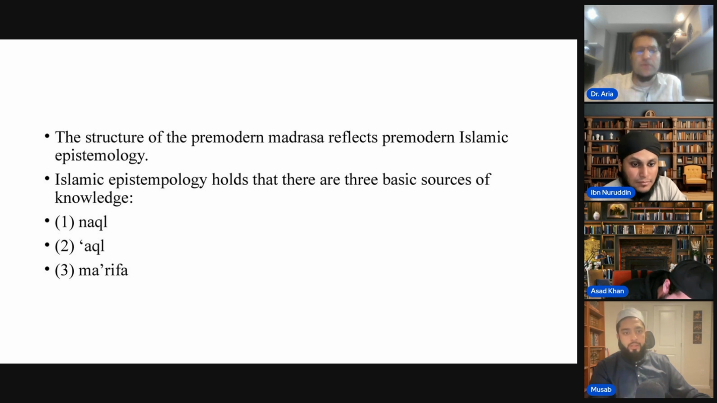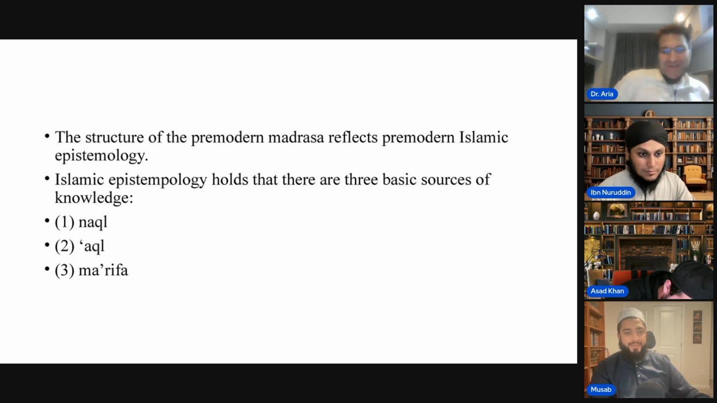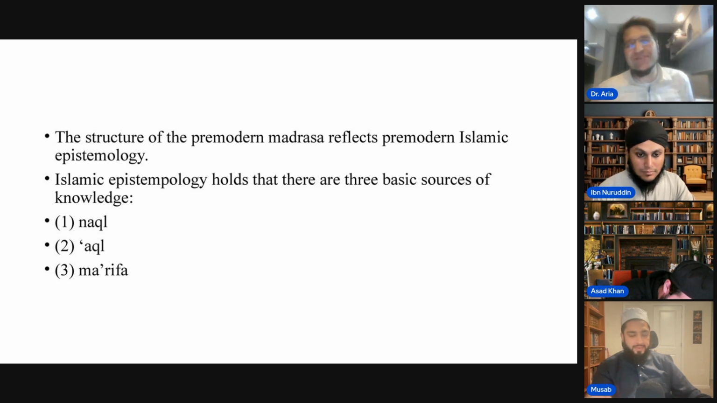Would you mind translating naql, aql, and ma'rifah? I will. These are actually in the coming slides. Okay. They're terms that, if you really want to appreciate the link between these terms in the madrasa, you have to be a little bit careful with the translation. So I am going to do that right now.